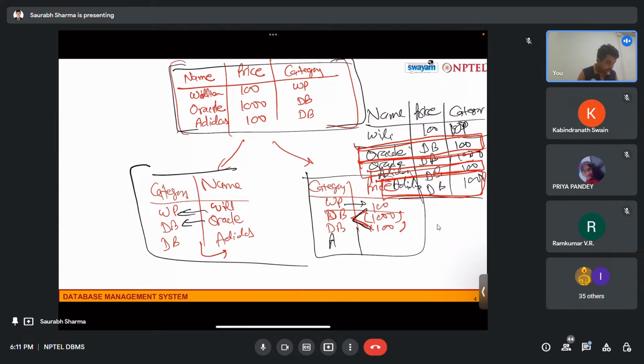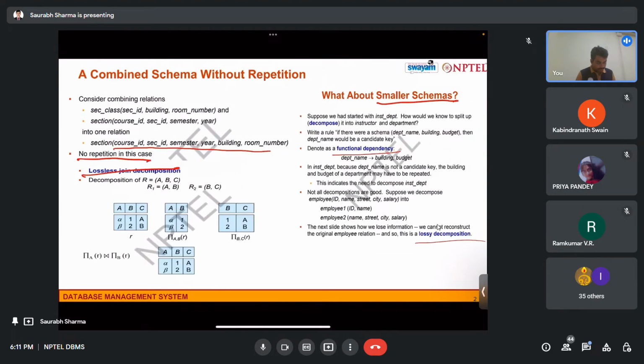So what I want to say is that whenever we go for this kind of decomposition, we will end up with some information loss, or some extra information which is not actually relevant and not actually existing. This is also a case when there is only one-to-one mapping. We just decompose them, and when we join them we get the same table as this. So this is called lossless join decomposition.